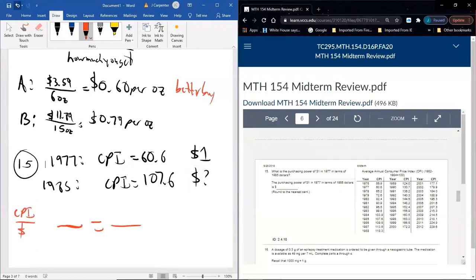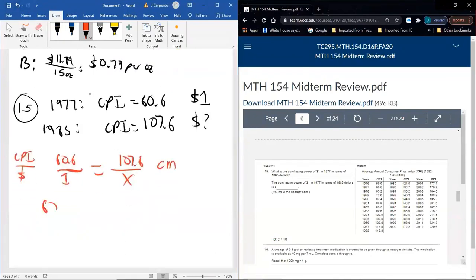Now you have to compare year to year. You can't use the 1977 CPI and the 1985 dollars. So I go 60.6 over the, sorry, I was about to do it like a proportion table, which would have been fine. It just wouldn't have been to this standard. Over the dollar amount, which is $1. And then we set that equal to 107.6 over X. We cross multiply, which gives us 60.6X equals 107.6. Then we divide both sides by 60.6.